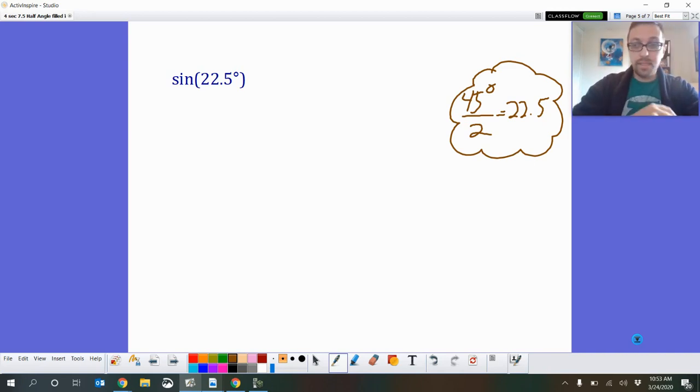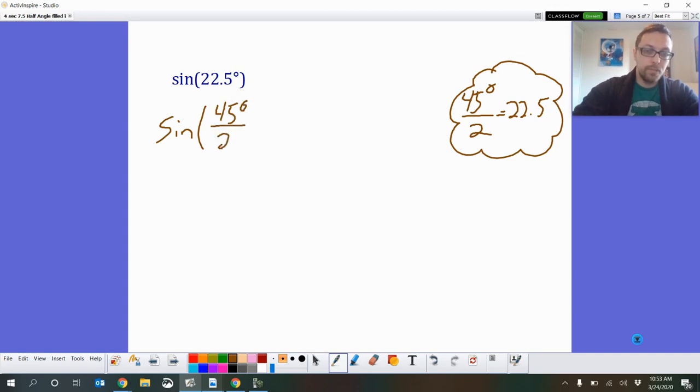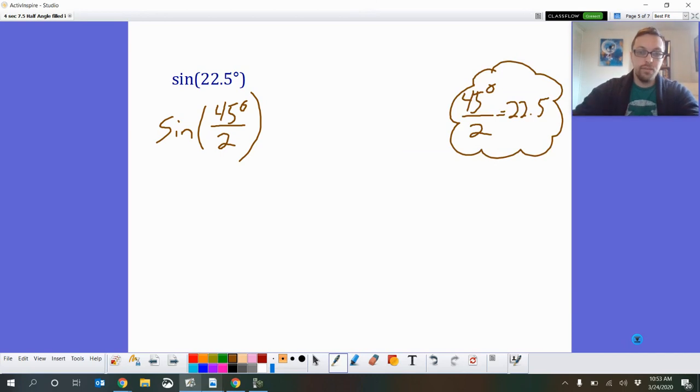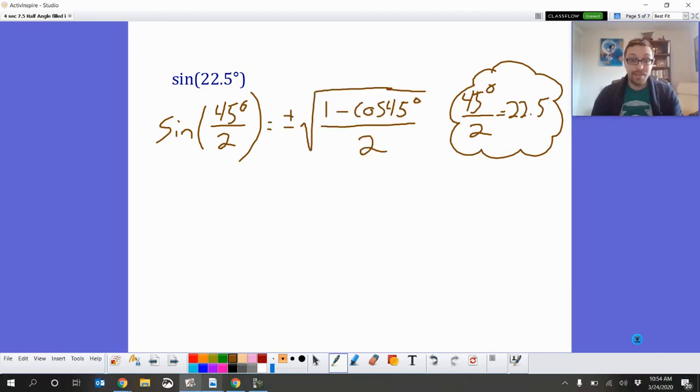So instead of the sine of 22.5, we're going to make this the sine of 45 degrees over 2. And that 45 degrees is going to take the place of our theta when we use our sine half angle, because now we've got it set up to use sine half angle. I'm going to copy down that identity real fast. Notice that I got that negative. Since we're doing sine half angle, it's got that minus instead of a plus. That's the only difference between sine half angle and cosine half angle.